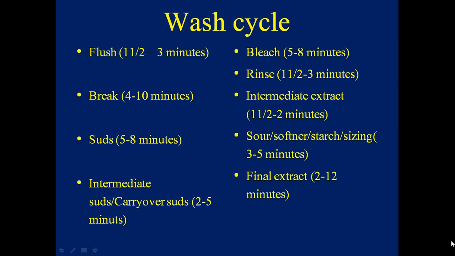Then intermediate suds, carryover suds, 2 to 5 minutes. Then bleach will take 5 to 8 minutes. Then rinse, again 1.5 minutes to 3 minutes. Then intermediate extract 1.5 minutes to 2 minutes, then sour, softener, starch and sizing will also take 3 to 5 minutes, which helps to make your linen very soft with the help of the proper softener which has been added in the washing program. And then a final extract which also takes 2 to 12 minutes to remove all the dirt and soil from the cloth.